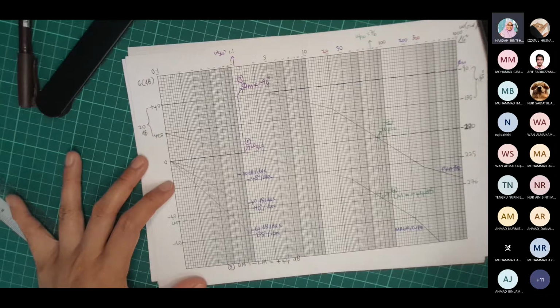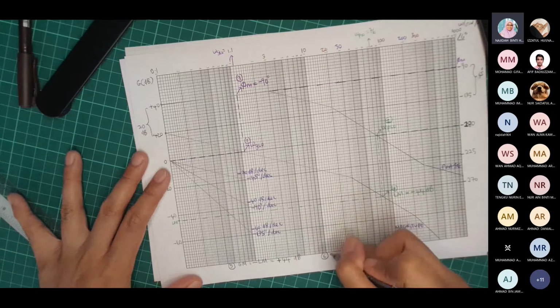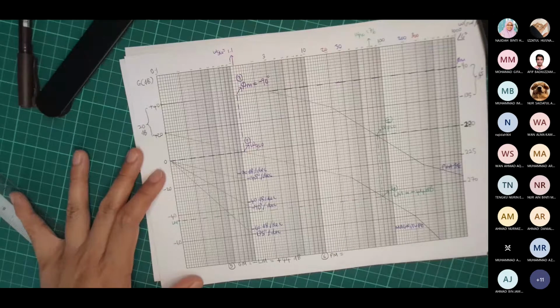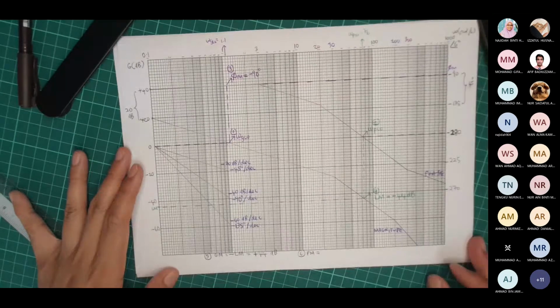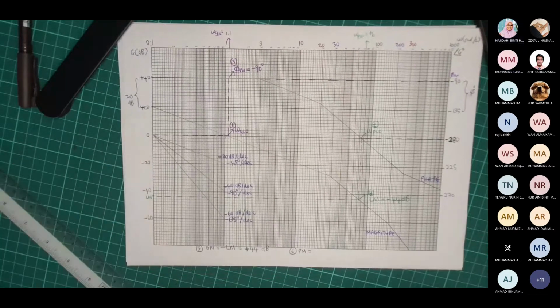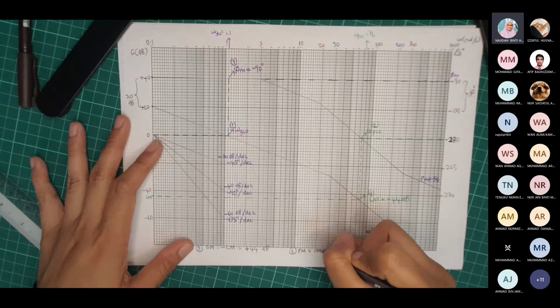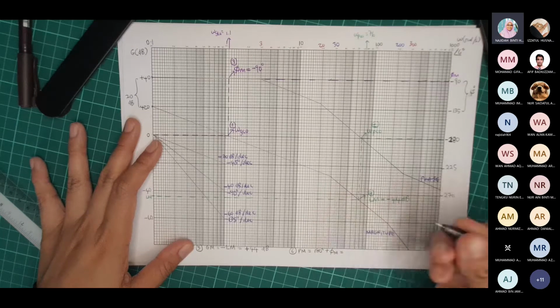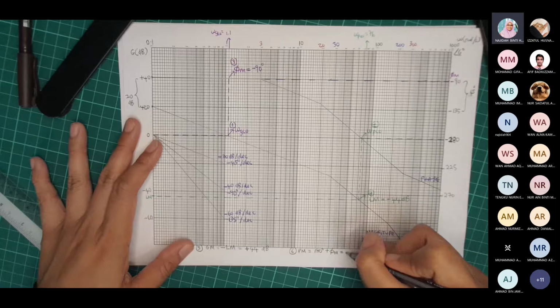Step number 6, to determine the phase margin. What is the formula to determine the phase margin? 180 plus phi m. So in this case, our phase margin is positive 90 degree.